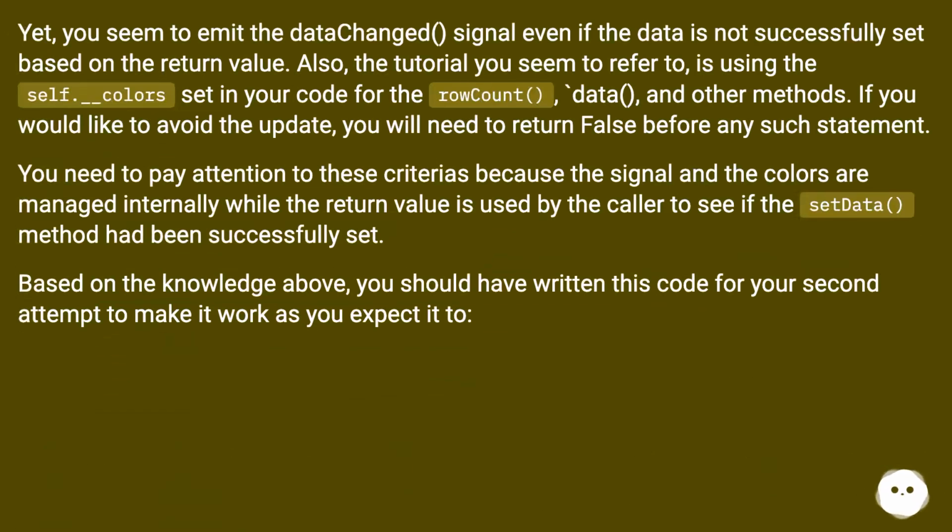Yet, you seem to omit the dataChanged signal, even if the data is not successfully set based on the return value. Also, the tutorial you seem to refer to is using the self.__colors set in your code for the rowCount, data, and other methods. If you would like to avoid the update, you will need to return false before any such statement. You need to pay attention to these criteria because the signal and the colors are managed internally while the return value is used by the caller to see if the setData method had been successfully set. Based on the knowledge above, you should have written this code for your second attempt to make it work as you expect it to.